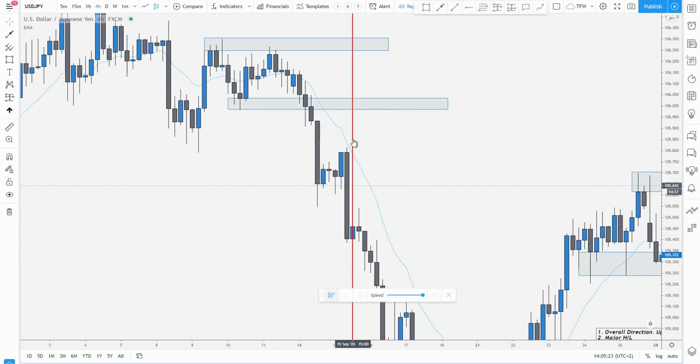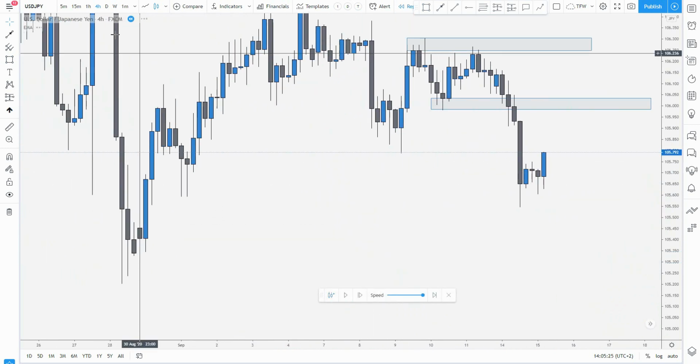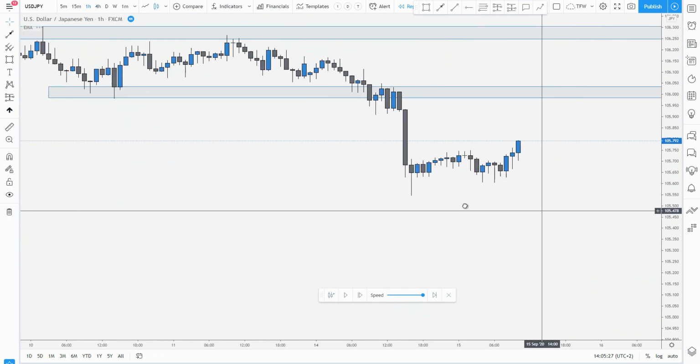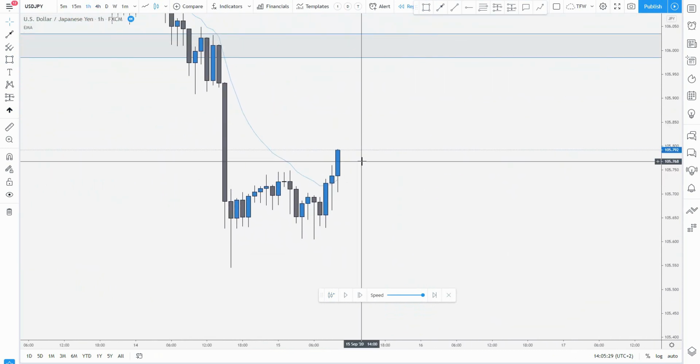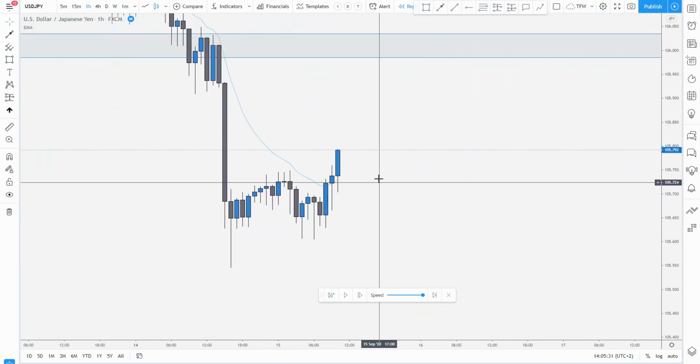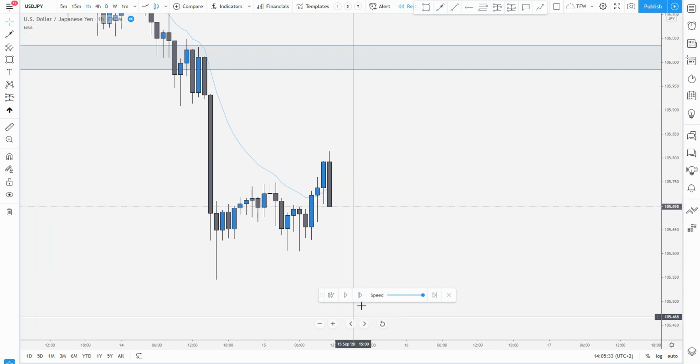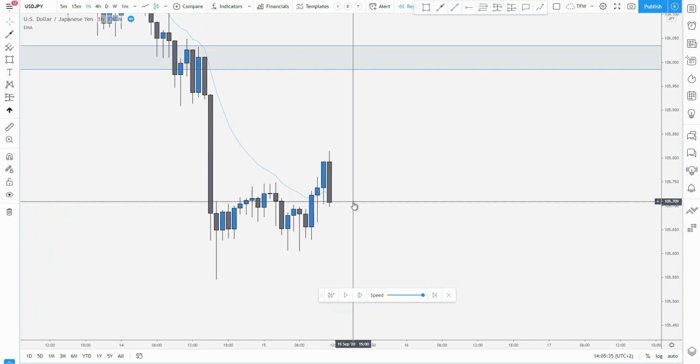Yes, we have. Can we look for shorts? Yes, we can. I'm going to use the replay too. Then what we have to wait for right here is potentially an hourly candle to show us that there are some sellers incoming. Here it is, bearish engulfing the previous candle.